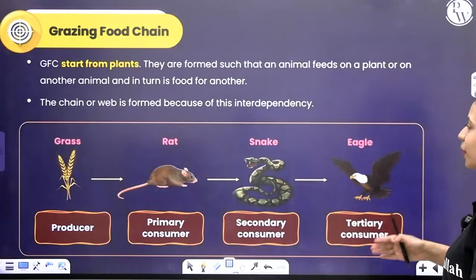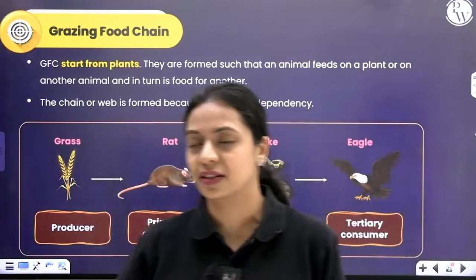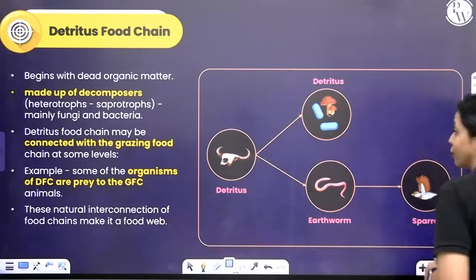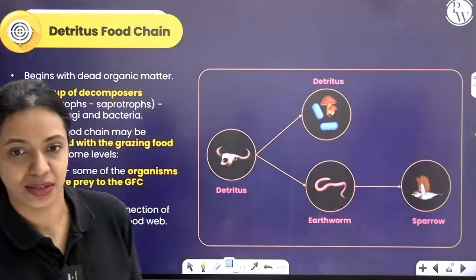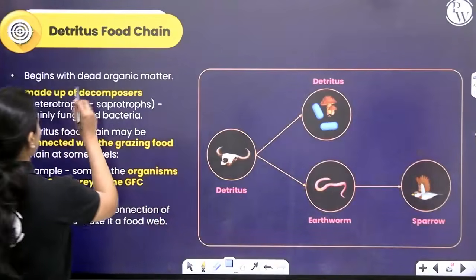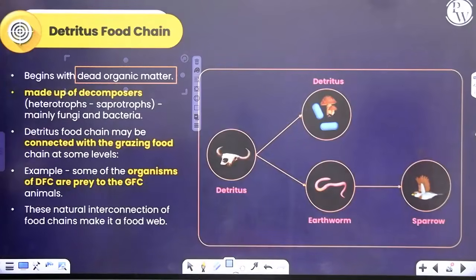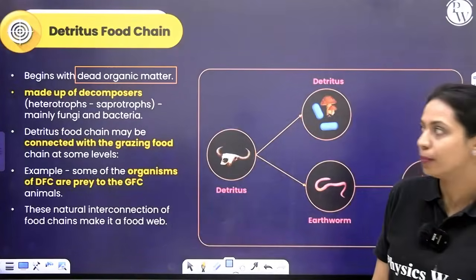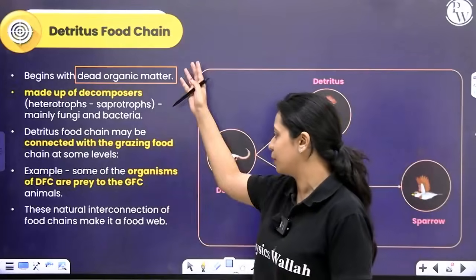How is it formed? Because one organism feeds on another organism, they are dependent on each other for food, there is interdependency. Because of that, food chains arise. The second type of food chain is called detritus food chain. It always begins with detritus and decomposers. So it begins with dead organic matter, which is nothing but detritus itself. So what is this detritus food chain made up of? It is made up of decomposers like bacteria, fungi, and detritivores like earthworms.